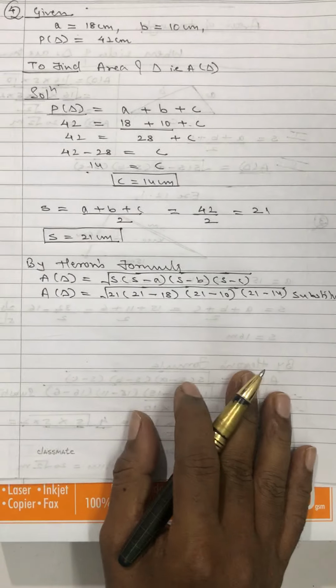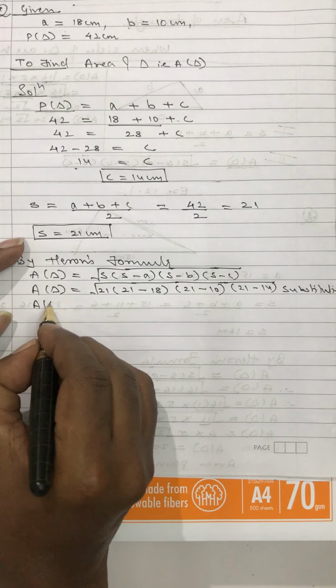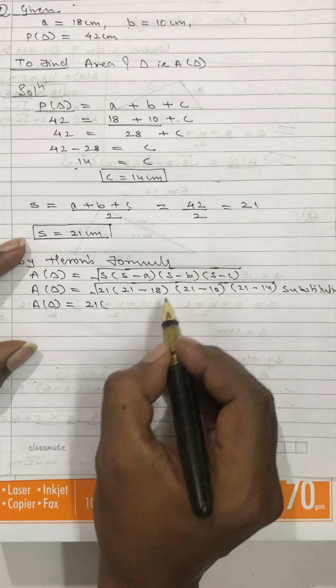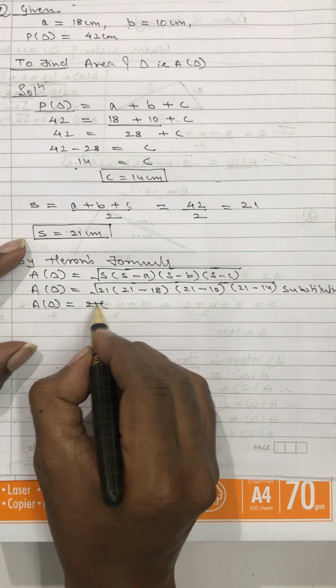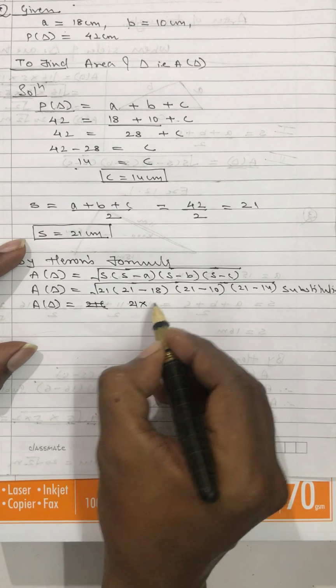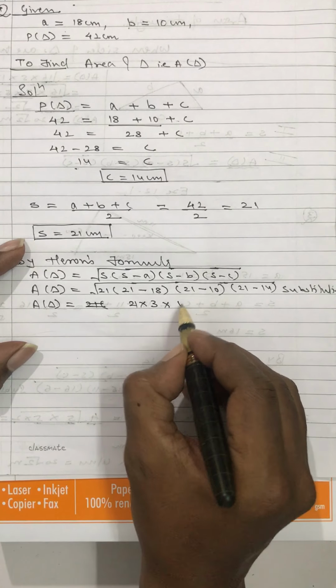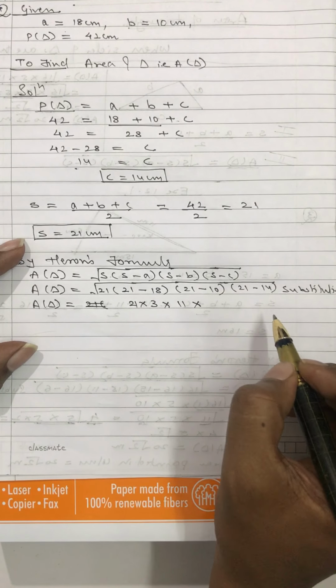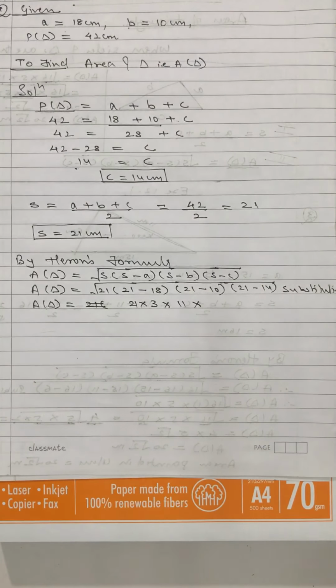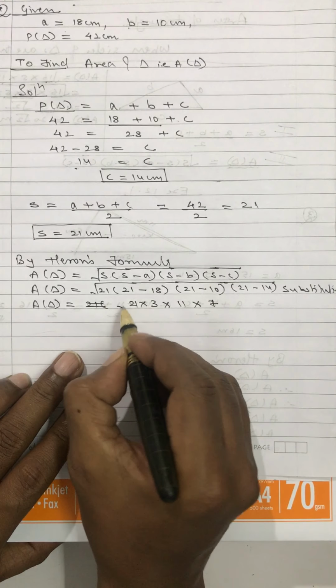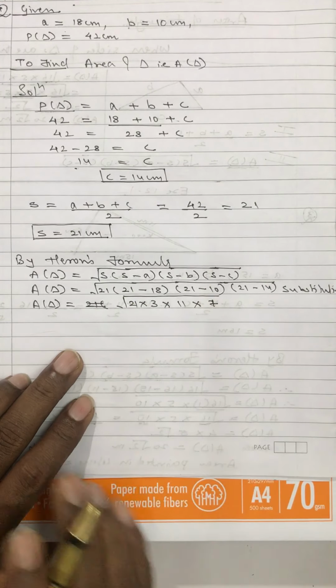Should write over there. So next what you will get, area of triangle: 21 minus 18 is 3, 21 minus 10 will give you 11, 21 minus 14 is 7. You have to find the square root of this.